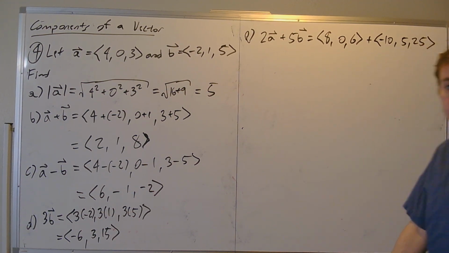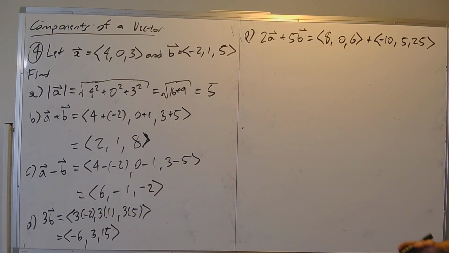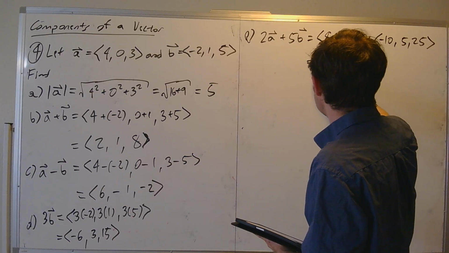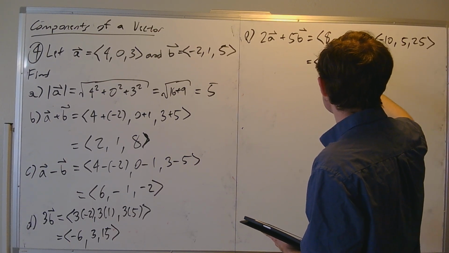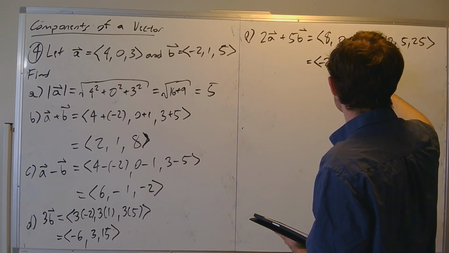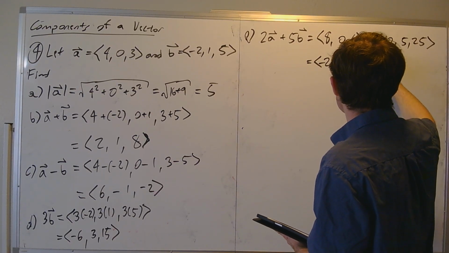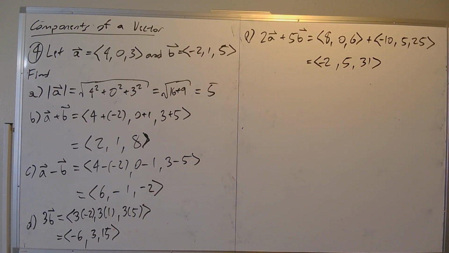Right, so I just multiplied all the components. And then now we just add together the 2 vectors by adding each component. So we're going to get negative 2, 5, and 31. Right, so that would be our answer there.